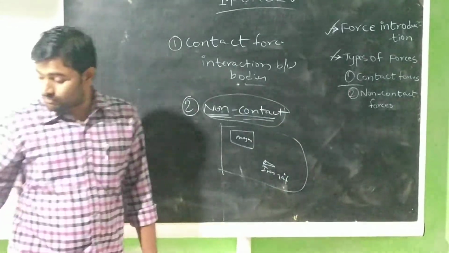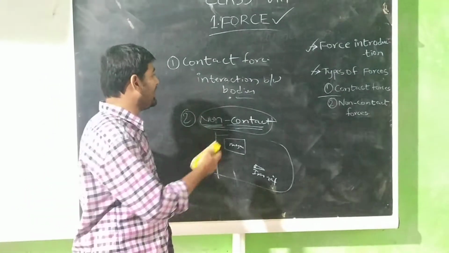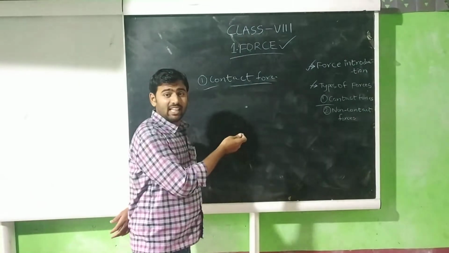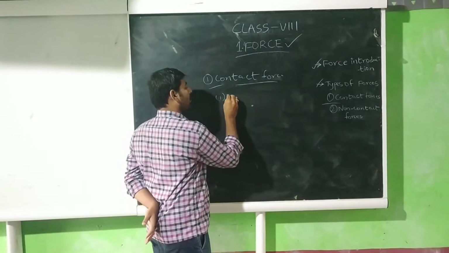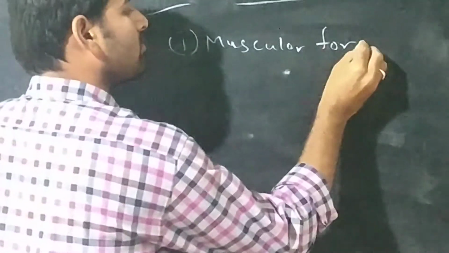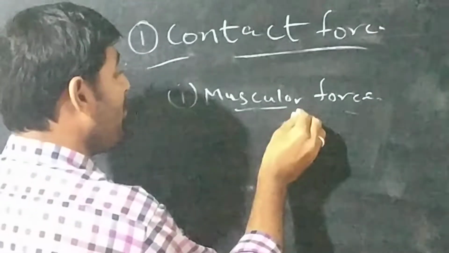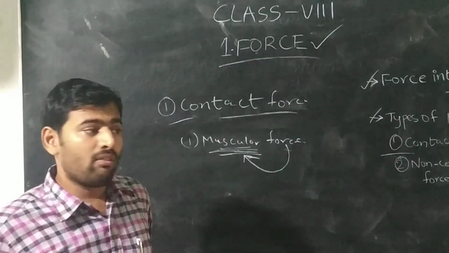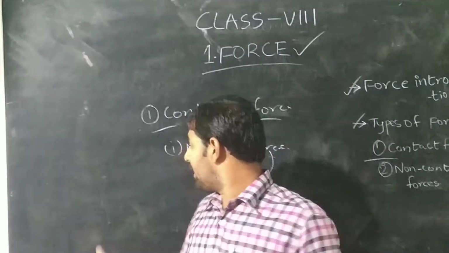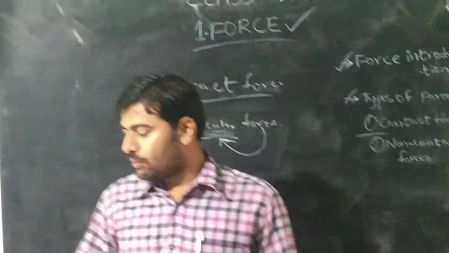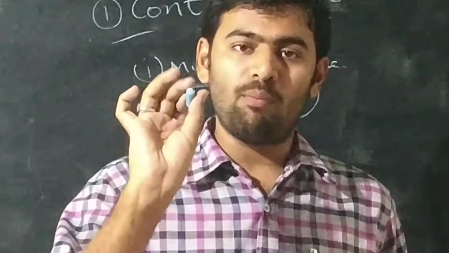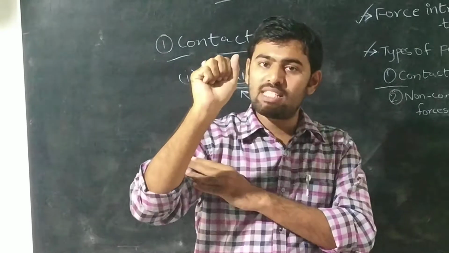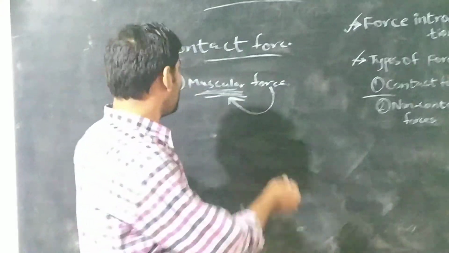Let us see about the contact forces, types of contact forces in detail. The first one is the muscular force. The name itself shows that it is the force exerted by the muscle. We have seen many examples of muscular force. For example, I am taking this chalk piece. Let us consider it is a ball. While playing cricket, one person throws the ball like this. The force is applied using the muscle. That is an example of muscular force.